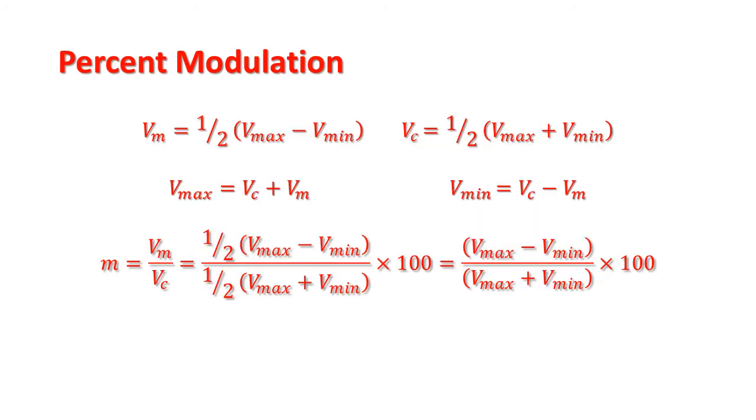If the modulating signal is a pure, single frequency sine wave and the modulation process is symmetrical, then the percent modulation is derived as follows. Vm is half of the sum of Vmax minus Vmin, while Vc is half of the sum of Vmax plus Vmin. Then using the formula for the modulation index, we can derive the modulation index in terms of Vmax and Vmin of the AM wave.